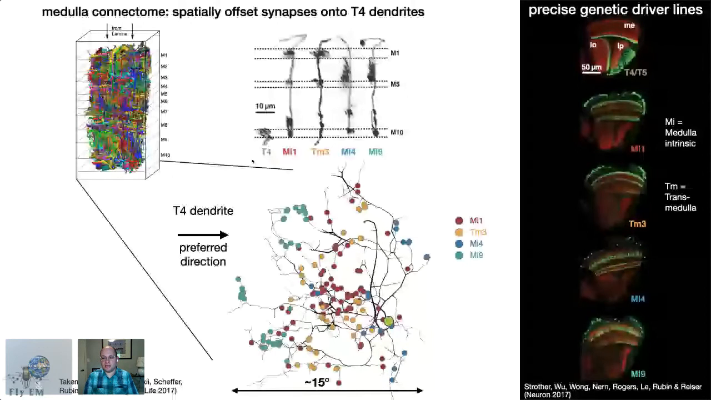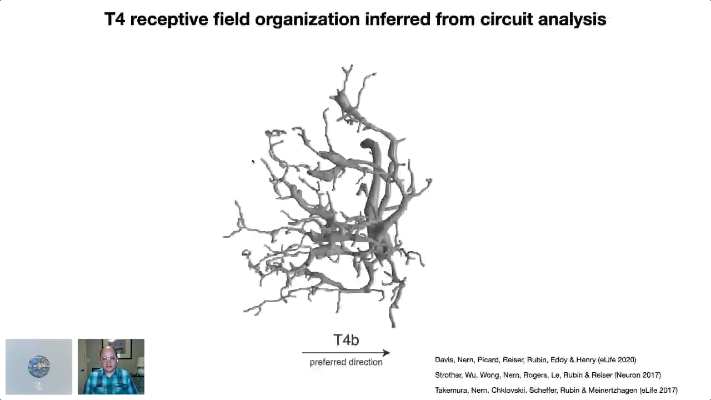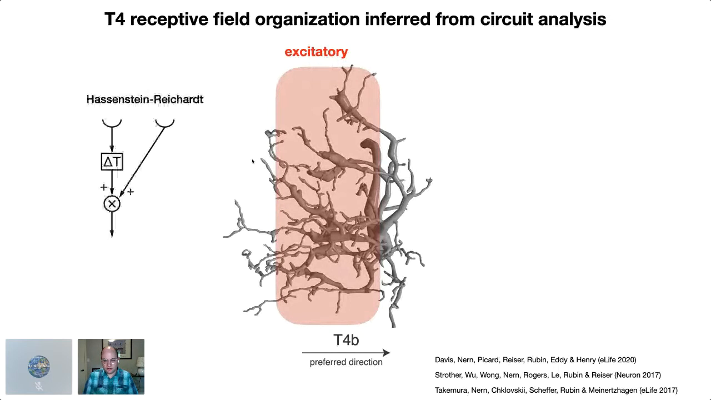And that required making precise genetic driver lines, which we do with our collaborator, Aljoscha Nern, who's quite good at generating multiple nearly perfect driver lines for each of the principal cell types which provide inputs to T4. I'm not going to go through any of those results, but I'll just summarize what we've learned. Inferred from the circuit analysis, which has recently been backed up with gene expression data, and so this all looks very solid, within the receptive field of a single T4 neuron, the primary inputs in the center are excitatory.